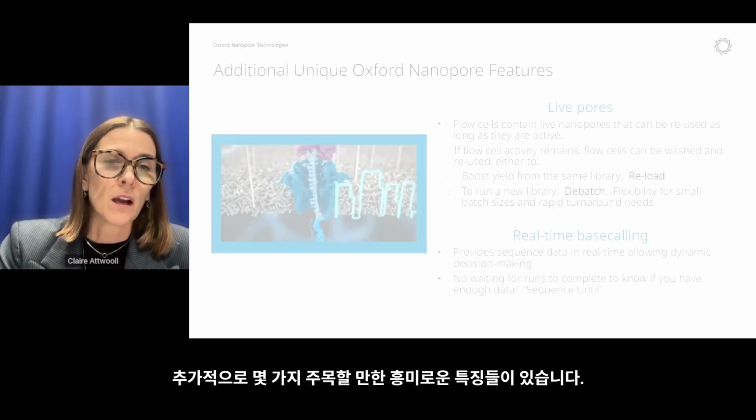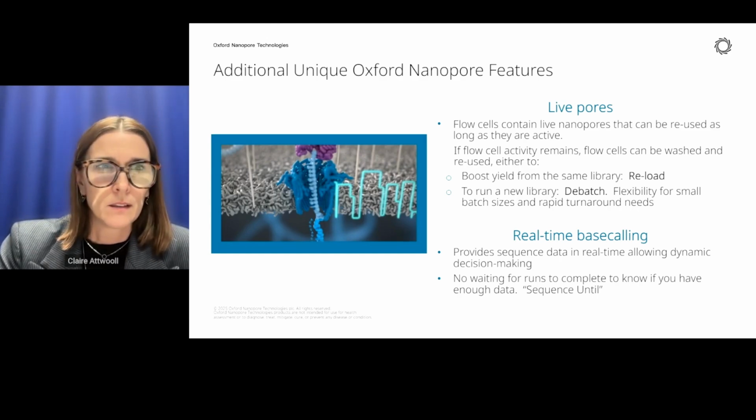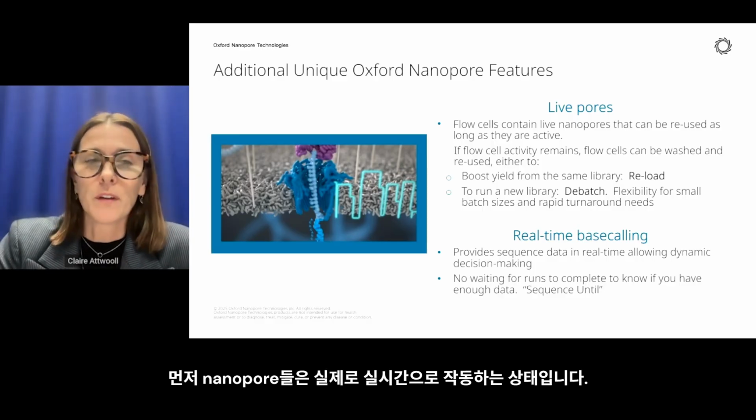A couple of other features that are really exciting. Sorry, my slide has not progressed. Okay, there we go. So a couple of other things to point out.